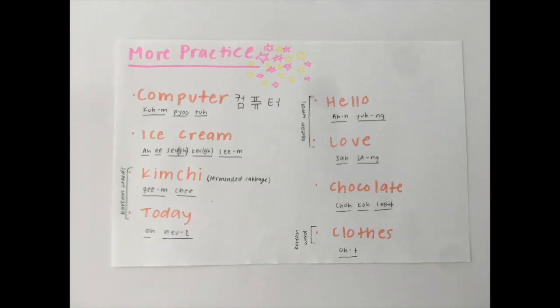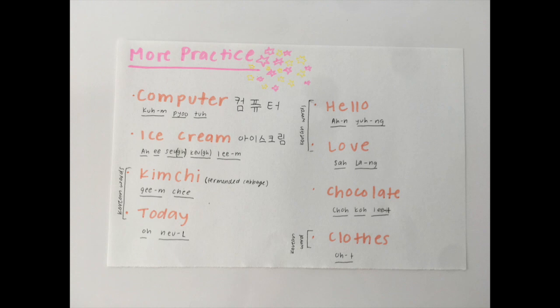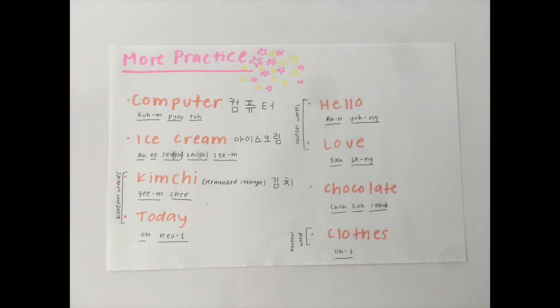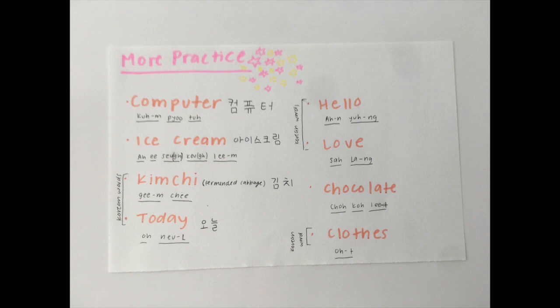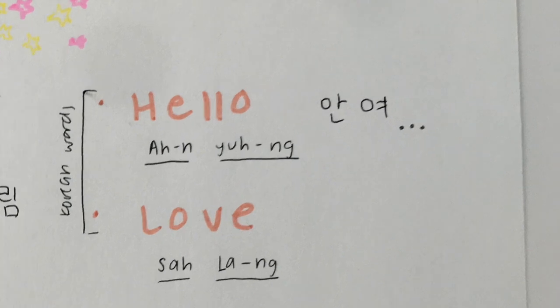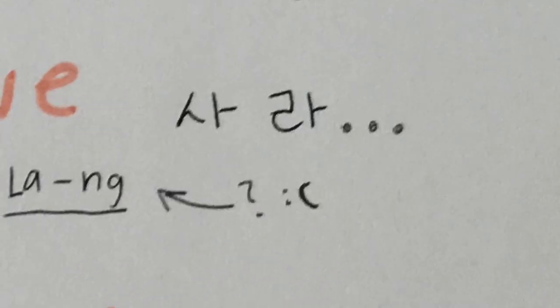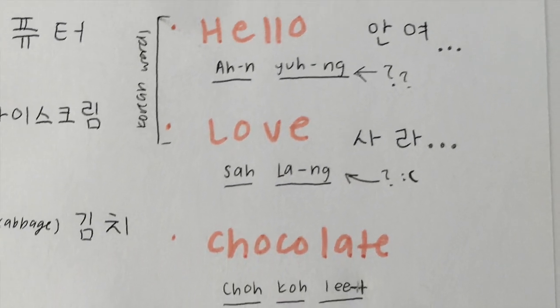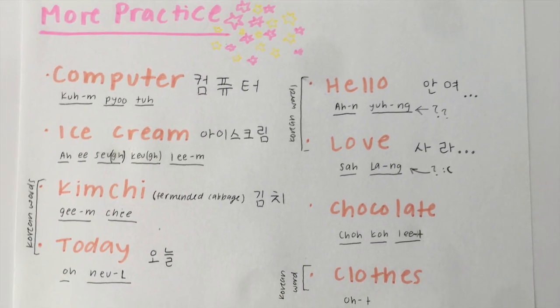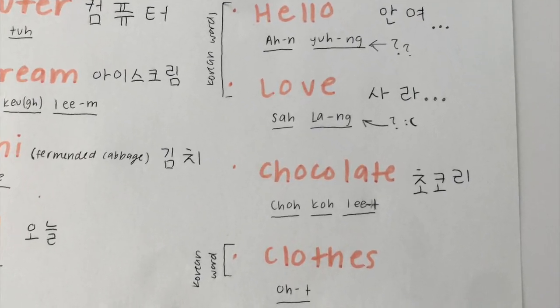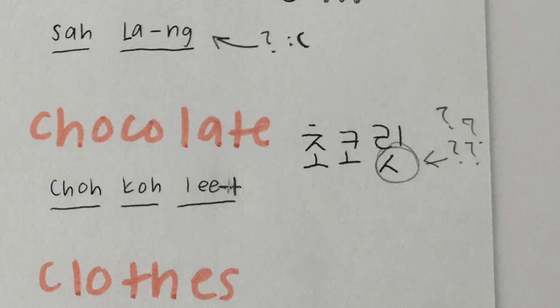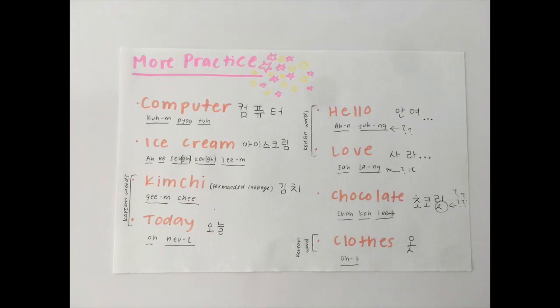First off, computer. Easy. Ice cream. Next, kimchi. Of course. 오늘. Alright, next one. 안녕. Moving on. Okay. Easy. Chocolate with the T. What? Oh. Then this is O with the T. No?